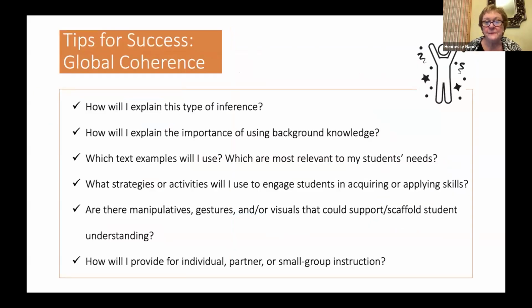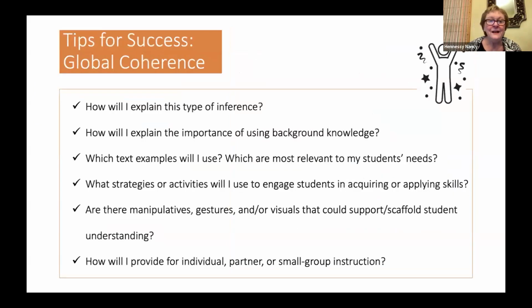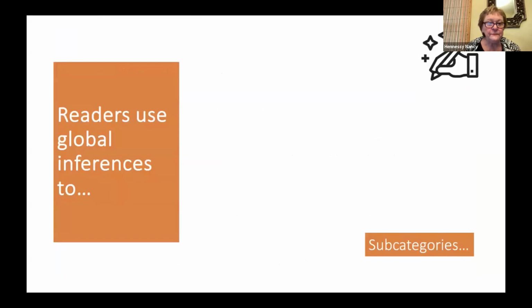Here are some tips for global coherence that I'm just going to give you, because you already know the definition and description. I don't need to go back to that. Just take a moment and read through here. Tips for success again. Some of these ideas are repeating, but some of them are somewhat different. And here, of course, we have the importance of using background knowledge, right? And then pulling text examples, right?